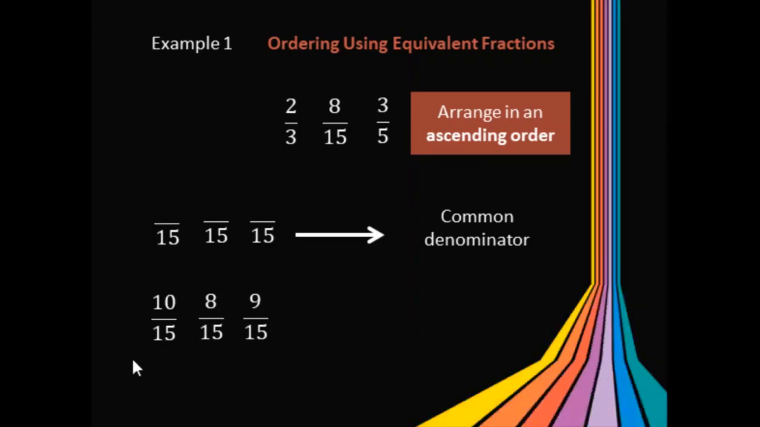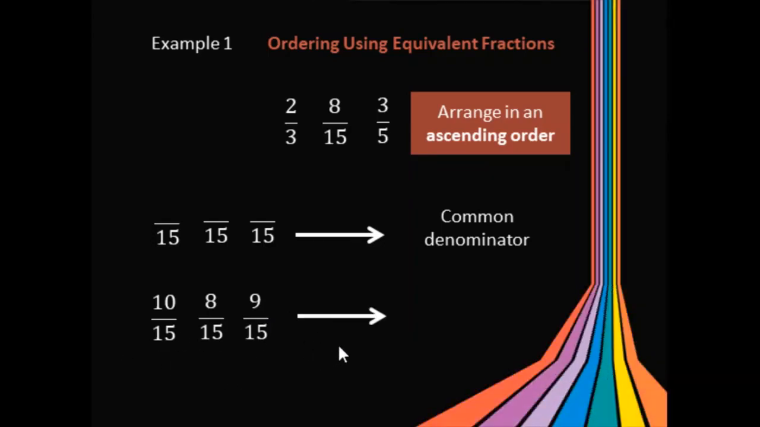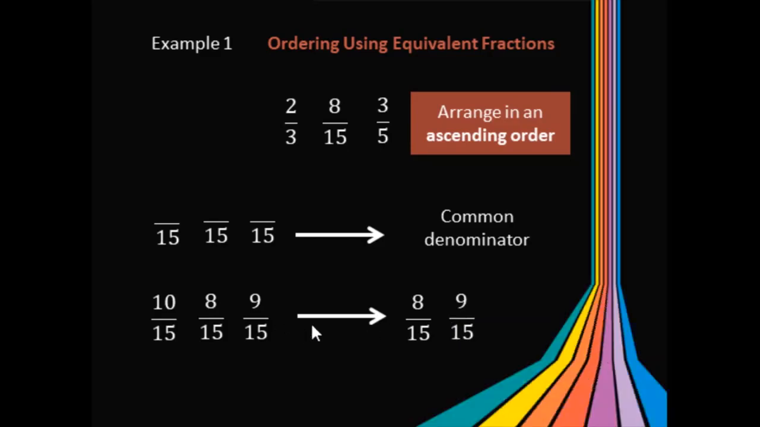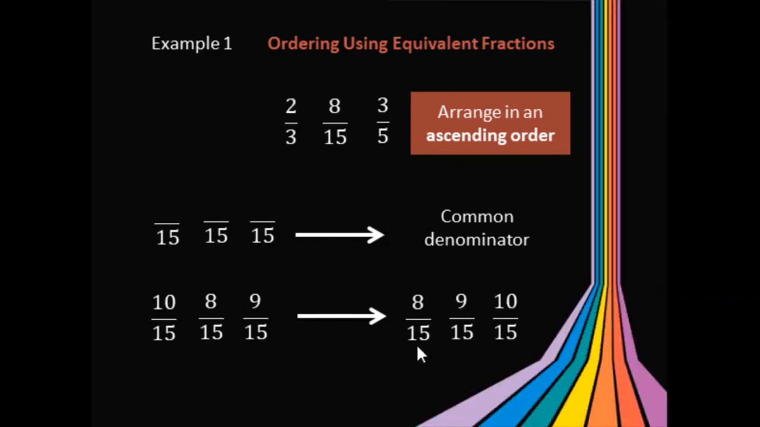Let's arrange these fractions in ascending order. We start with the lowest fraction. What fraction is it? Okay, it's 8/15. Very good. Next, we have 9/15. And lastly would be 10/15. This is arranged now in ascending order.